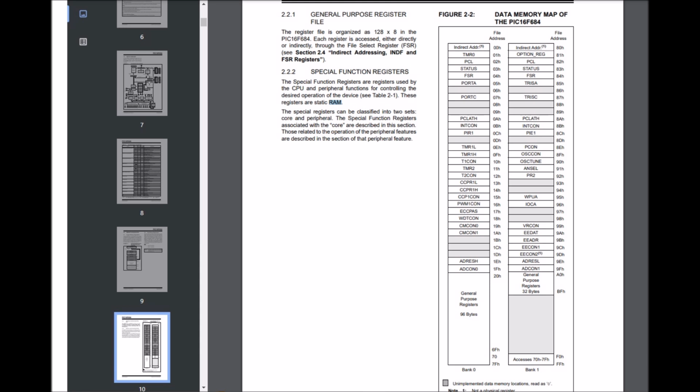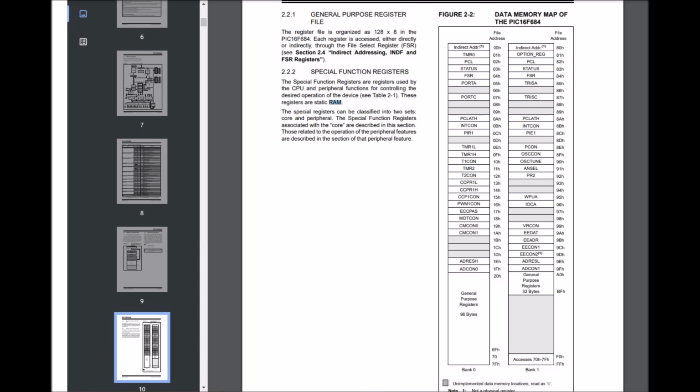Indirect addressing. The PIC16F684 supports indirect addressing using the File Select Register, FSR, and the INDF register, allowing more flexible access to the RAM. Temporary data storage. During program execution, RAM is used to store temporary data, such as loop counters, function parameters, and intermediate results of computations.